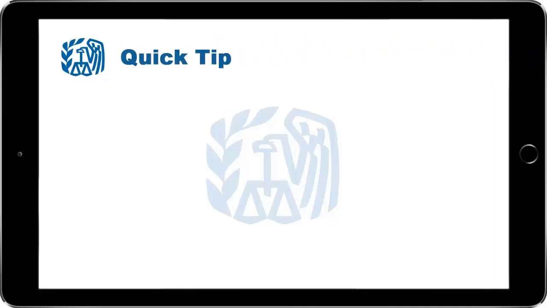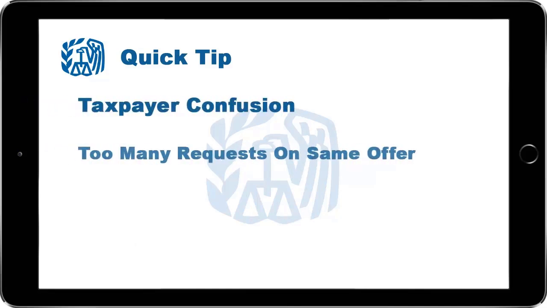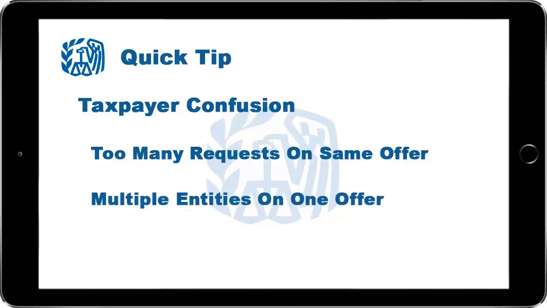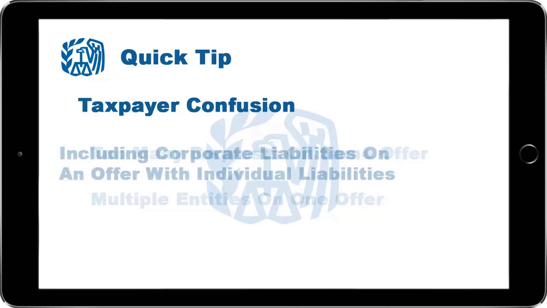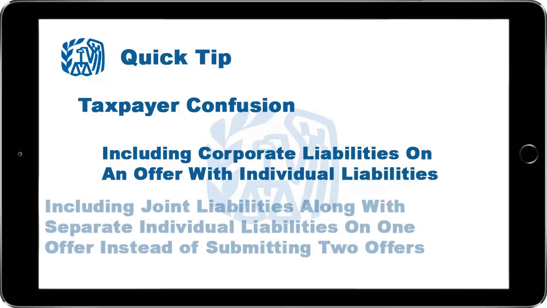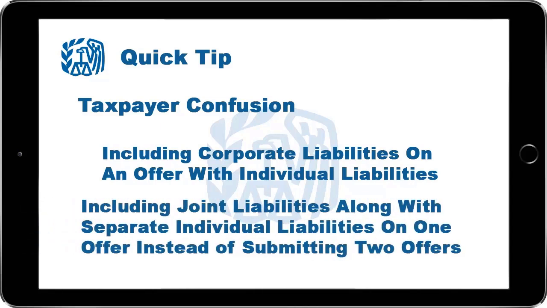But first, here's a tip. Many times taxpayers get confused and put too many different requests on the same offer. They often include multiple entities on one offer instead of correctly submitting separate offers for each entity. For example, including corporate liabilities on an offer with individual liabilities, or including joint liabilities along with separate individual liabilities on one offer instead of submitting two offers.